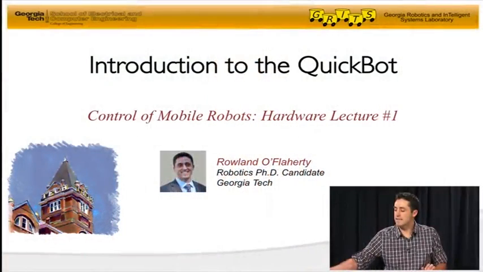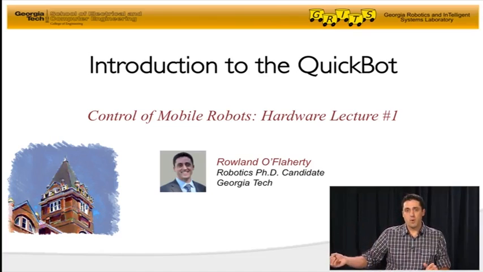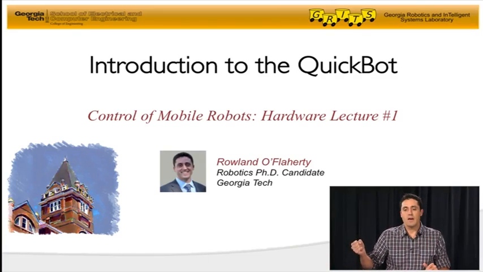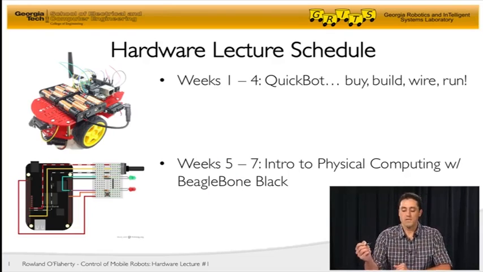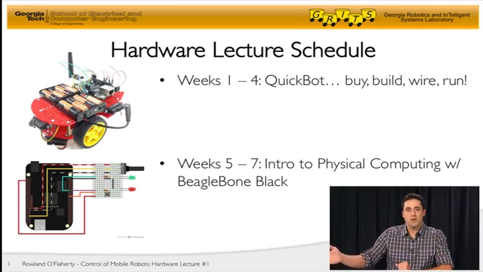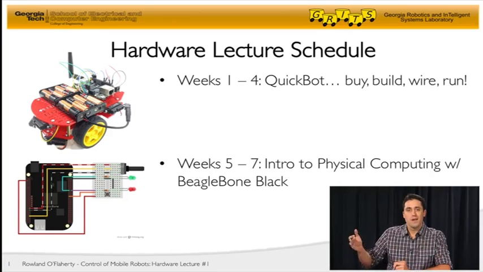So over the next 7 weeks, I'll be taking you through the know-how on how to build the robot and run it, and then also, in the later portion of the course, I will be giving an overview of physical computing so that you can actually take the microprocessor that's on the robot and use it for other projects and applications. So again, the first 4 weeks will be buying, building, and running the QuickBot, and then the next 3 or so lectures will be going over physical computing.